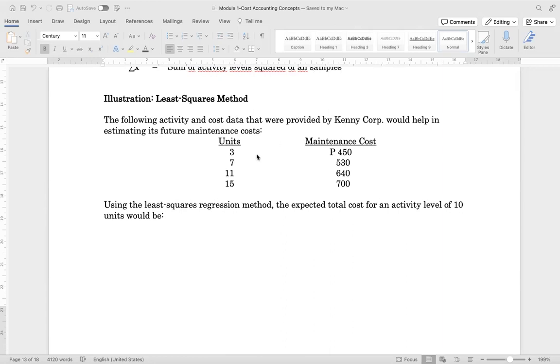So if there are 3 units produced, the maintenance cost amounted to 450 pesos. 7 units, 530 pesos. 11 units, 640 pesos. And 15 units produced, 700 pesos. Now, using the least square regression method, the expected total cost for an activity level of 10 units would be. So you have to compute first, applying the least square regression formula, and we can now compute the expected cost for 10 units produced.